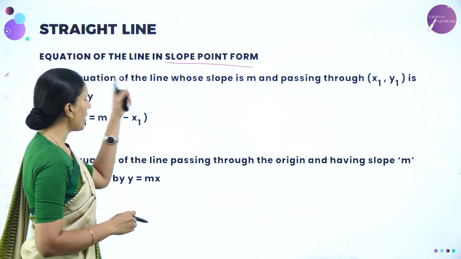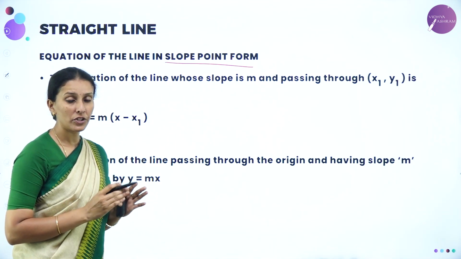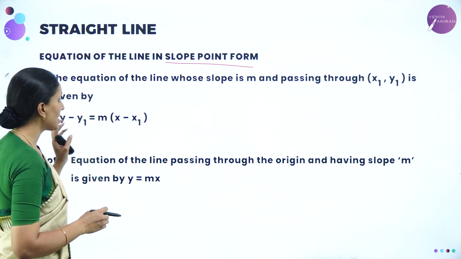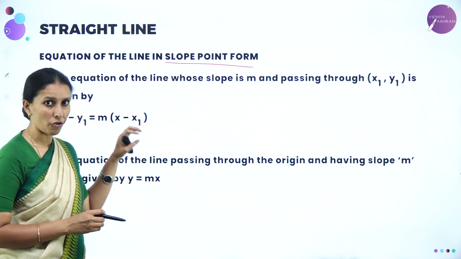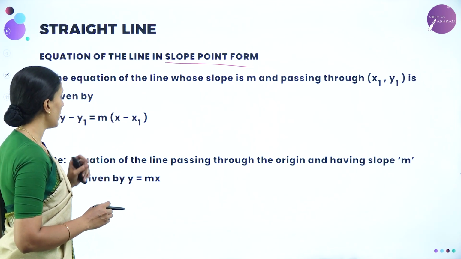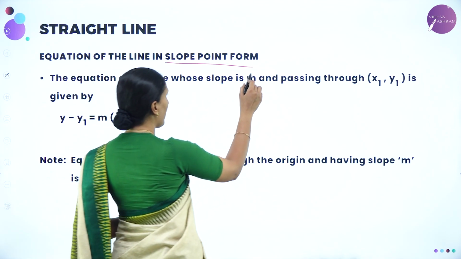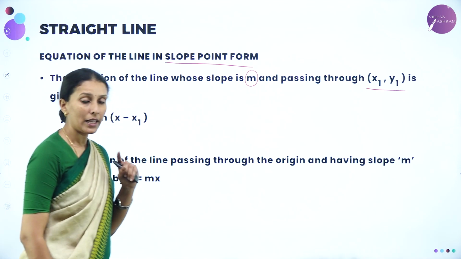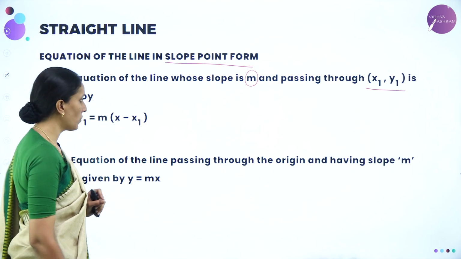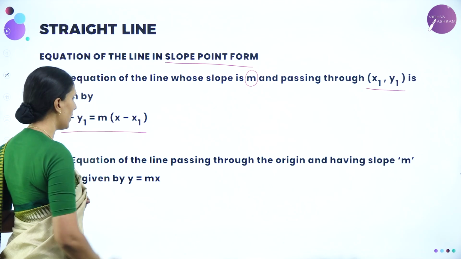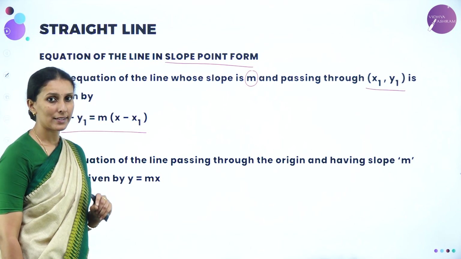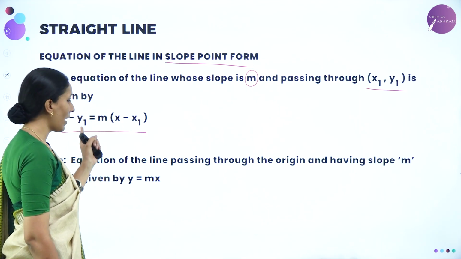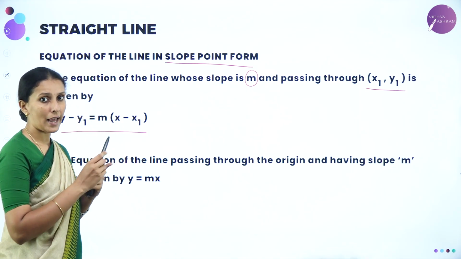So that means one slope and one point through which the line is passing is given. We need to find the equation of the line. We have a standard formula for this condition. If the slope of the line is m and the line is passing through the point x1, y1, then the equation of the line can be found using the formula y minus y1 is equal to m into x minus x1. Here m is the slope of the given line and x1, y1 is the point through which the line is passing.